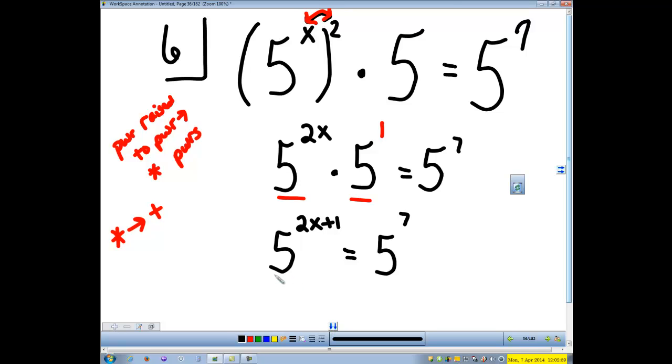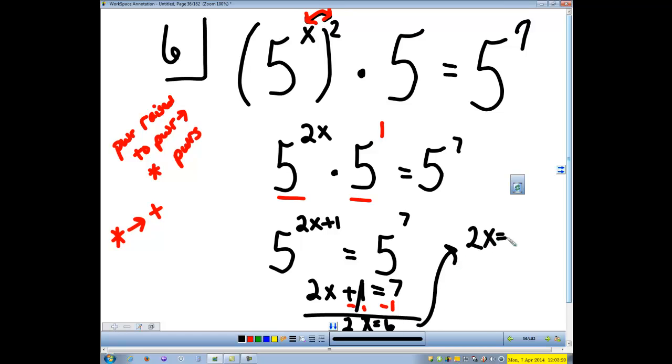Now I have one base that's alike on each side of the equal sign. So I set the exponents equal to each other and solve. Subtracting 1 from both sides gives me 2x is equal to 6. Dividing by 2 leaves me with x is equal to 3. And we are done with the first flap of our foldable.